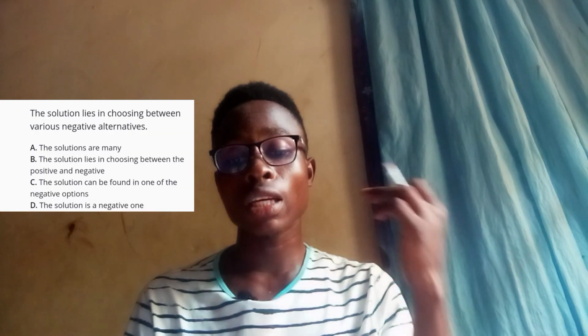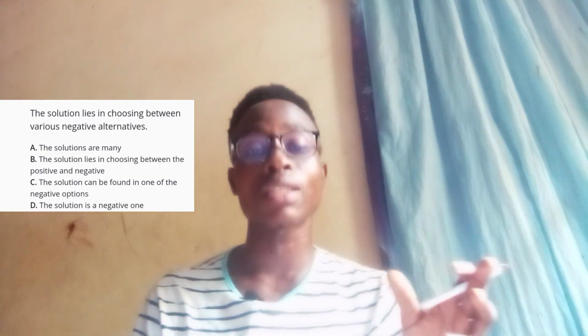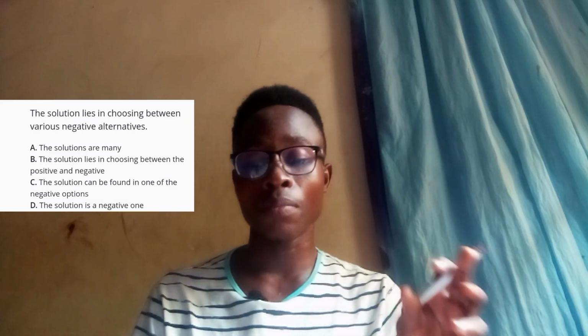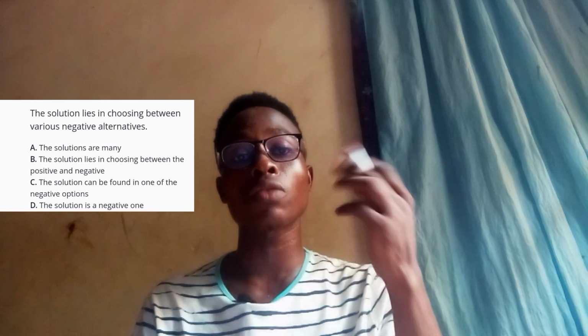First of all, you need to analyze these words and know what they mean. Read it a second time if you don't get it the first time. The solution lies in choosing between various negative alternatives. Option C is the correct answer, because the question says various negative alternatives, which means the solution is one of the negative alternatives. So without knowing this, or being logical about what this is saying, you pick the wrong answer, and that is what likely happens in interpretation of words.